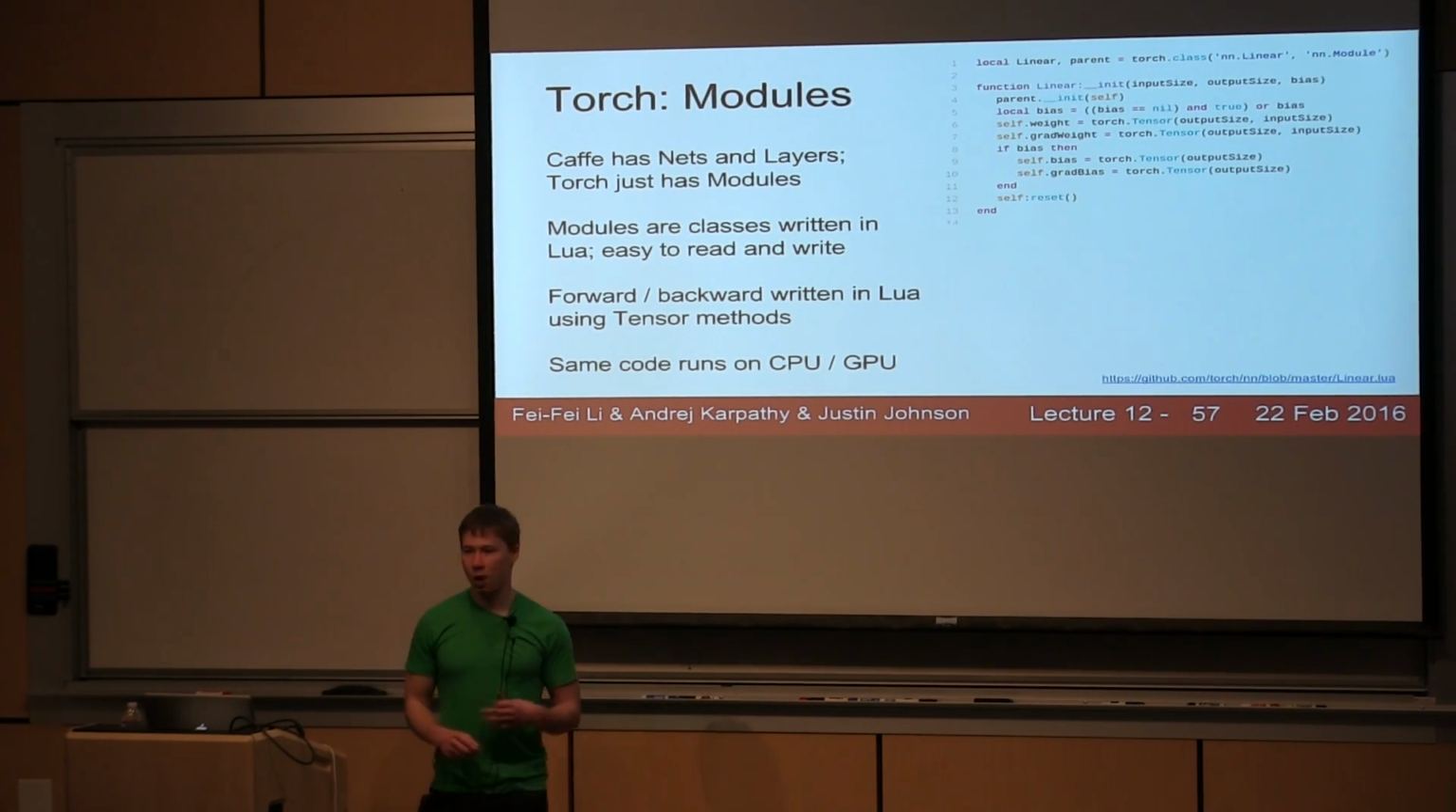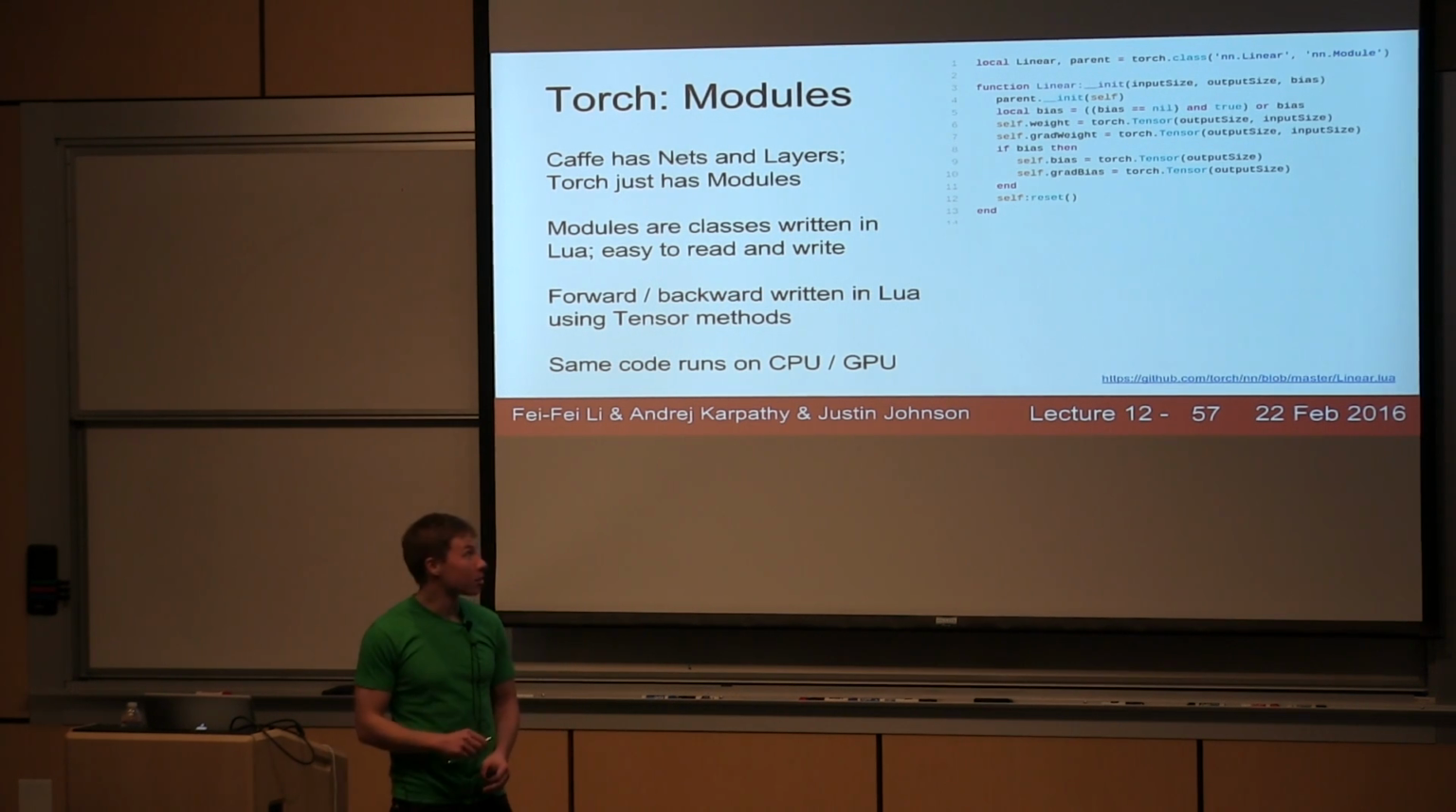So these modules, since they're written in Lua, are quite easy to understand. So Linear is the fully connected layer in Lua, and this is the constructor. You can see it's just setting up tensors for the weight and the bias. And because this Tensor API in Torch lets us easily run the same code on GPU and CPU, all of these layers will just be written in terms of the Tensor API and then easily run on both devices.